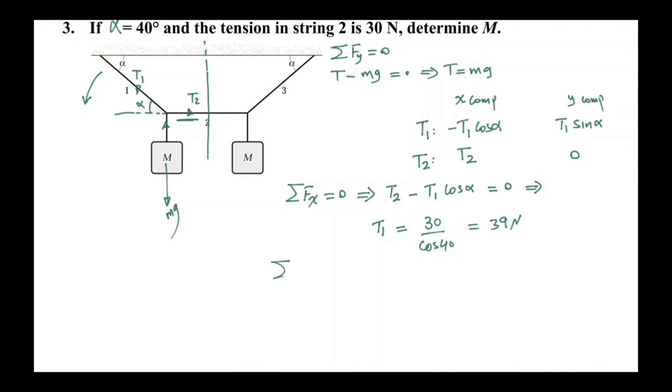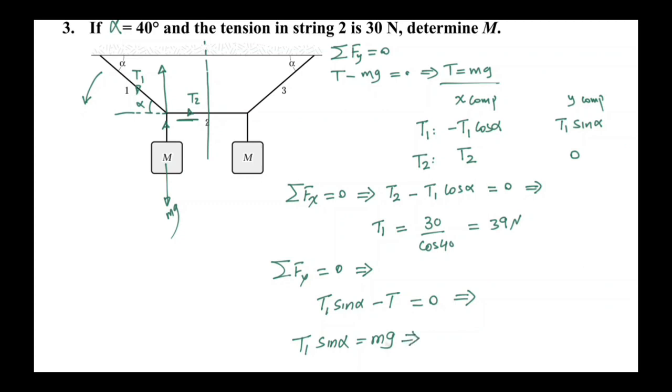Now, the sum of all forces on y equals 0. This is y, this one here. So T1 sine alpha minus T, we just calculated T, equals 0. And from this one here, T1 sine alpha equals mg. You simplify this one here, and you will find that m equals 2.5 kilograms.